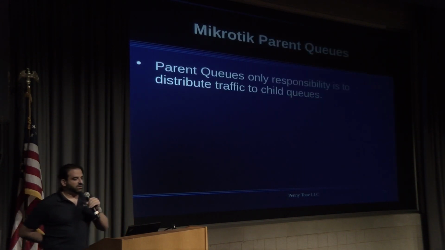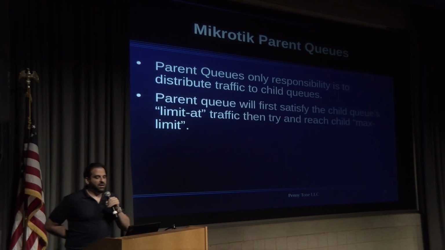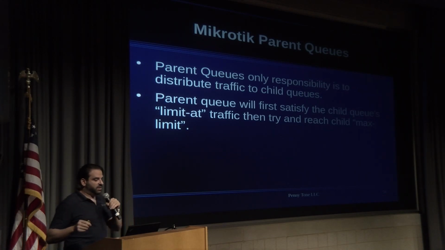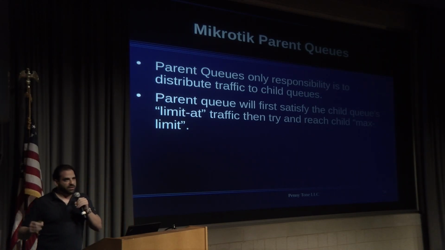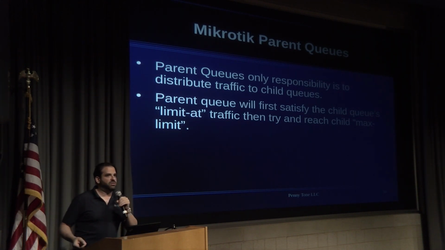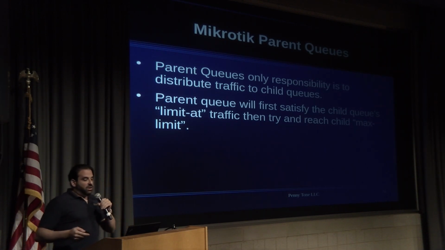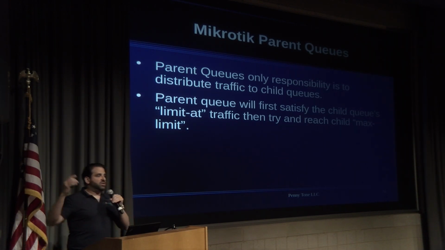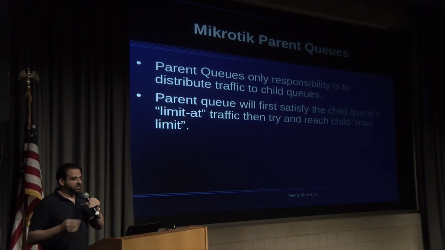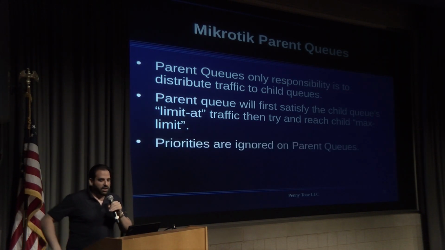Now, again, parent queues are only responsible for distributing traffic to the child queues. The parent queue will first try to satisfy the child queue's limit at traffic, then try to reach the child's max limit. So limit at is your CIR, otherwise known as your committed information rate. And let's think of that as your guaranteed bandwidth. Your max limit is how much could you possibly consume for this queue? What's the most bandwidth you could push? So those are two values. Dual limits, as MikroTik calls it.